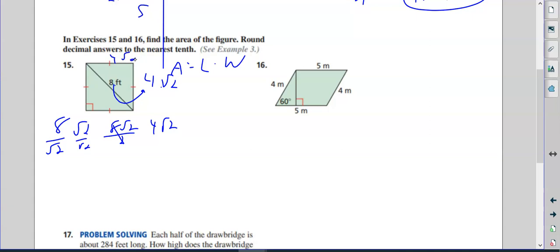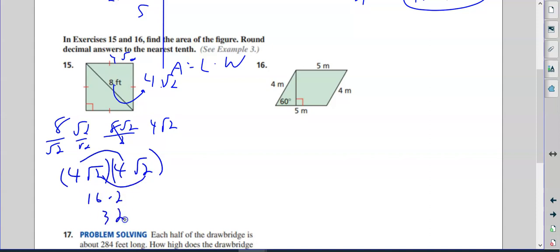That means length times width is 4 radical 2 times 4 radical 2. So we do outside numbers, that's 16. Inside numbers, that's 2. So 32 square feet. All right?